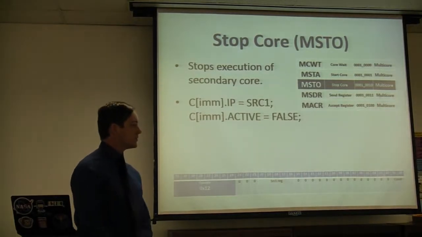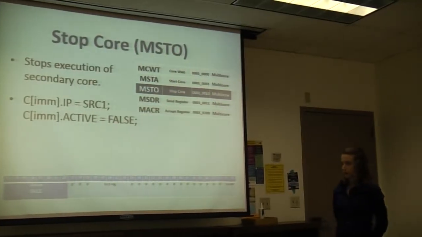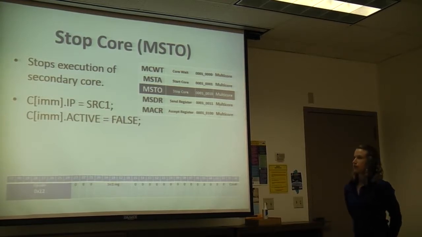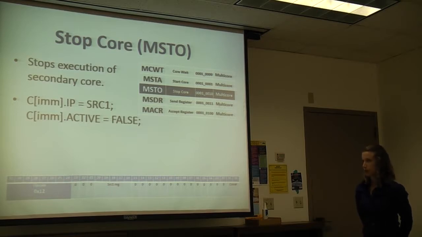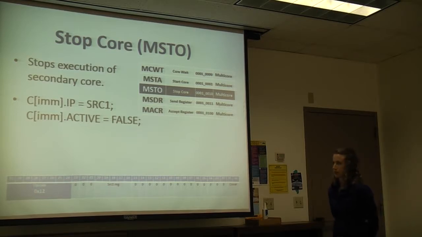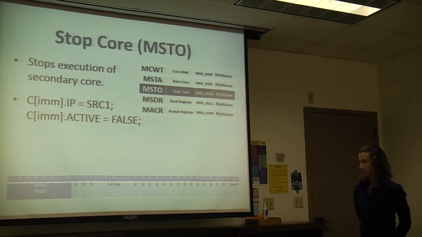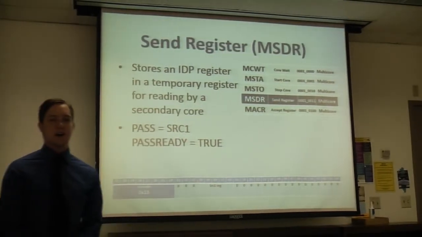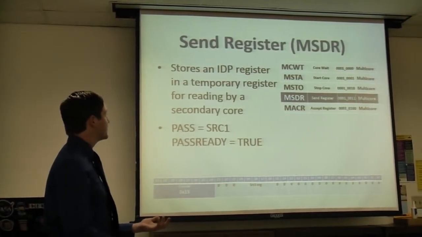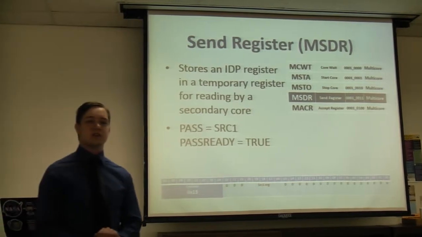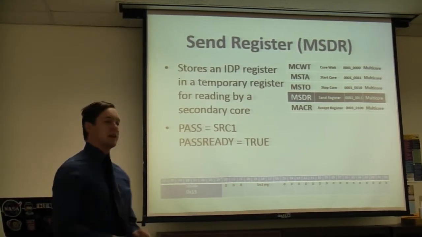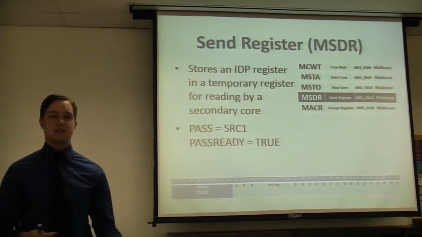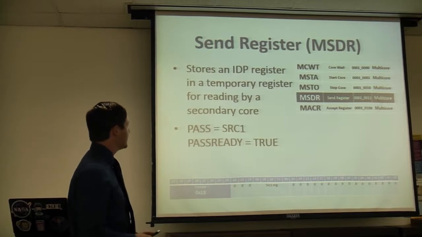The stop core instruction works similarly to the start core instruction, except it sets the active to false and stops the execution of the secondary core. It also sets the IP of the secondary core to a selected value. The send register instruction stores an IDP register, the integer register, into a temporary register for transmission to a secondary core. It sets the data as ready to be read by the next instruction that we implemented.